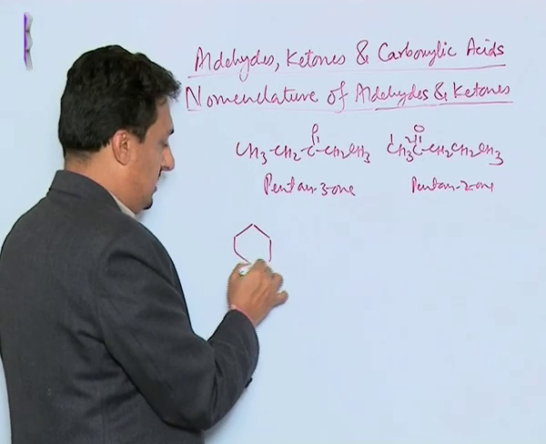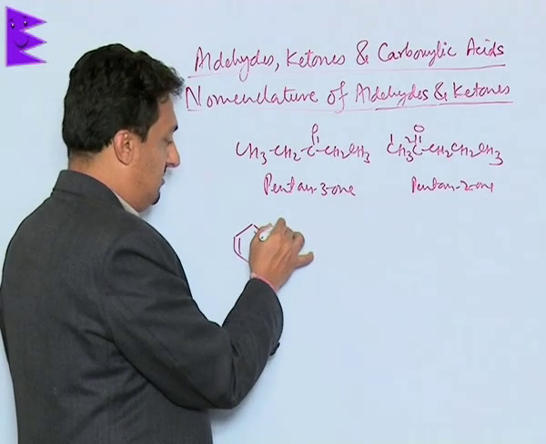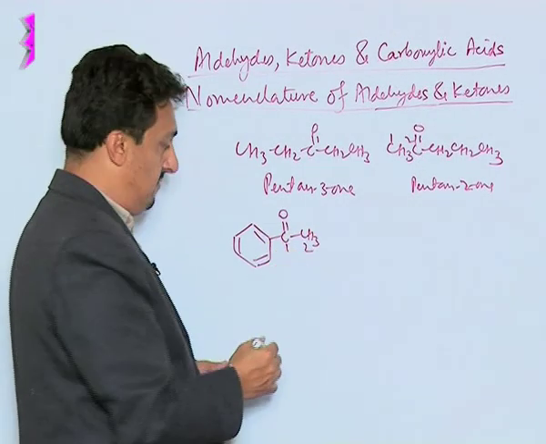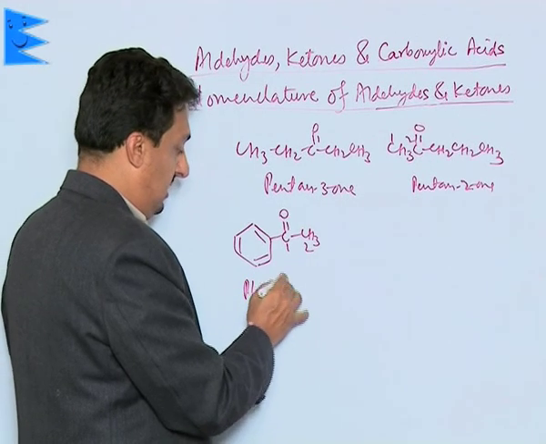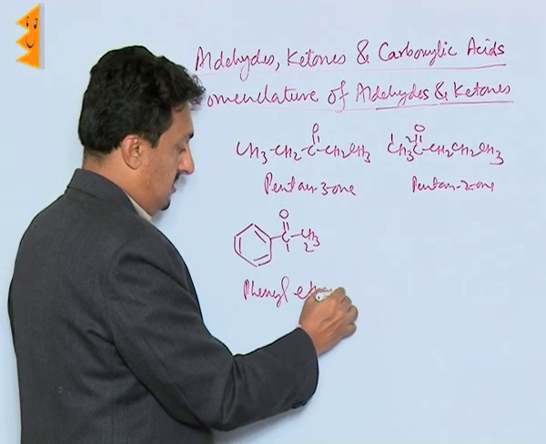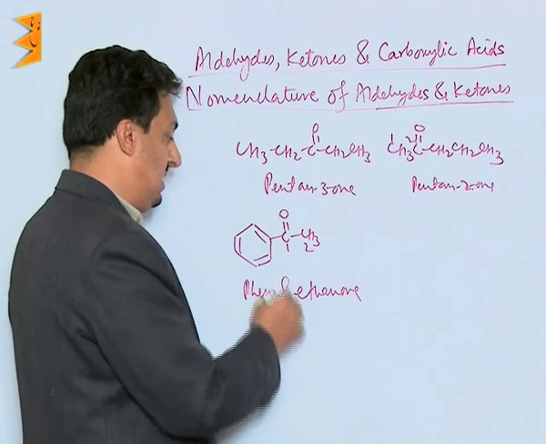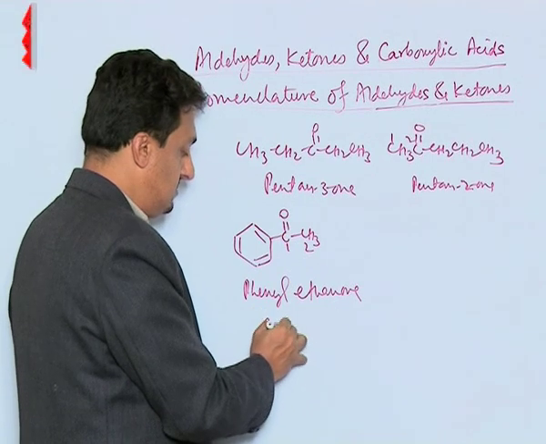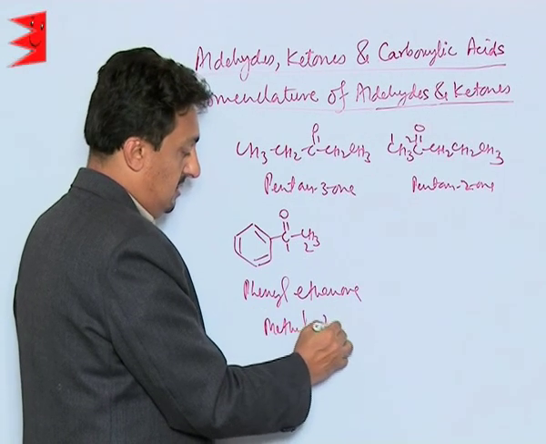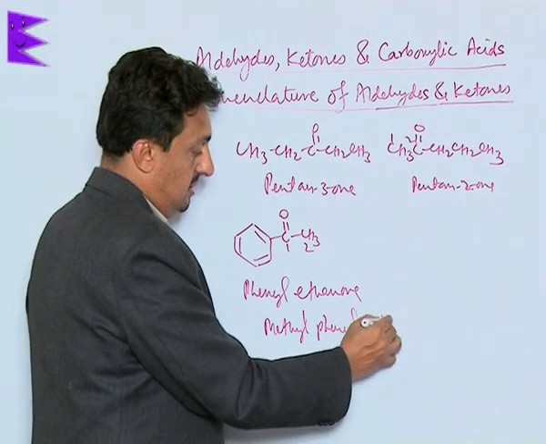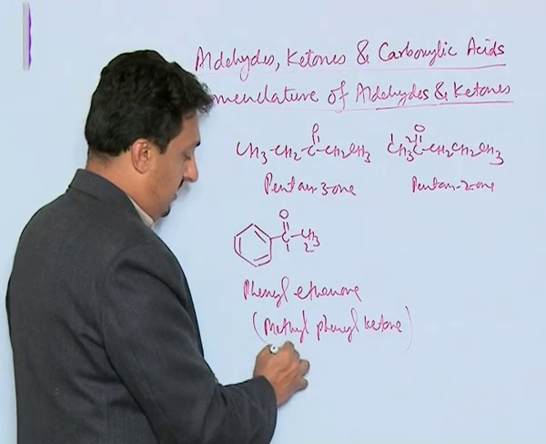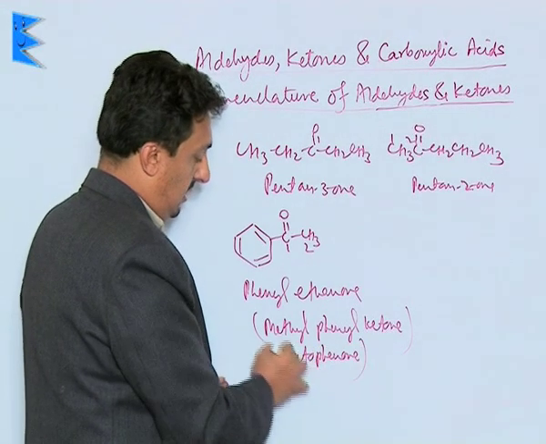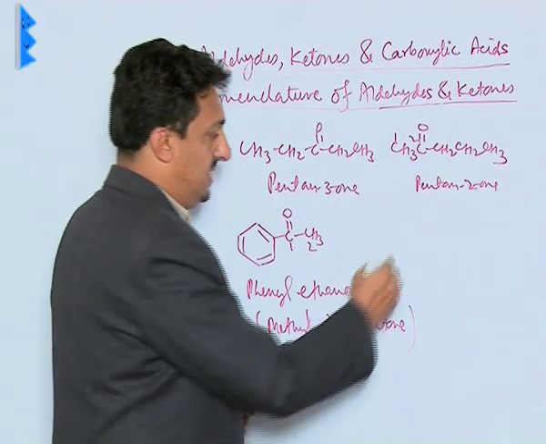Similarly, let's see more examples. If we have this one keto group attached to a benzene ring, how to name this? We will call it a 2-carbon ketone, so we call it phenylethanone. That's its IUPAC name. In common nomenclature we will call it what? Phenyl methyl, so it will be methyl phenyl ketone, and this compound has another name called acetophenone.